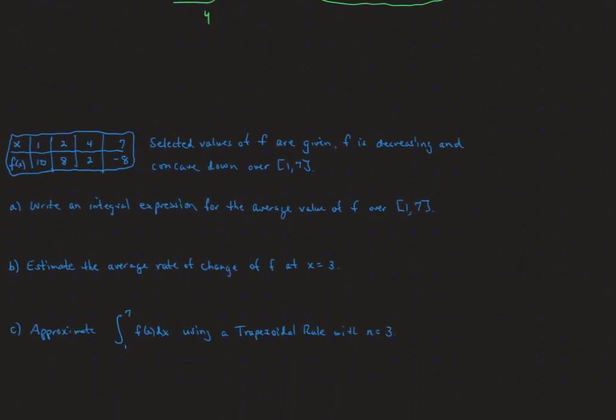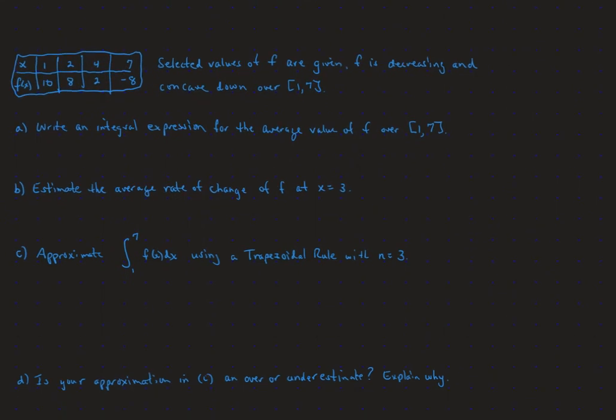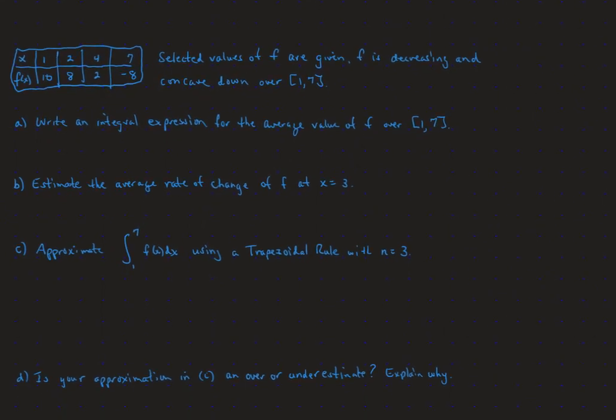All right, what we got here? Looks like we have a table of values. We're told that selected values of f are given, and f is decreasing and concave down over the whole interval. This may be important down the road. So first we want an integral expression for the average value of f over the interval from 1 to 7.